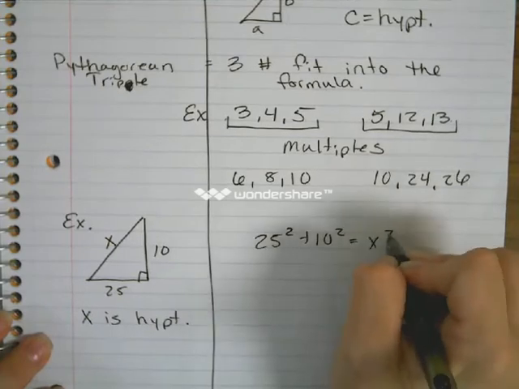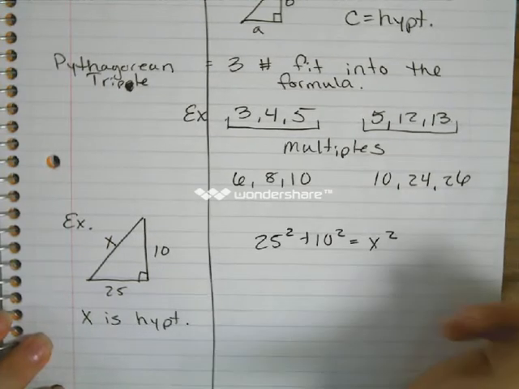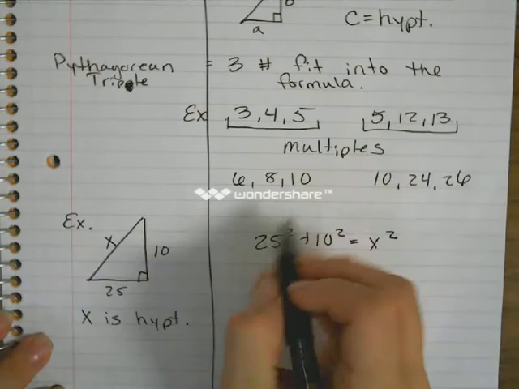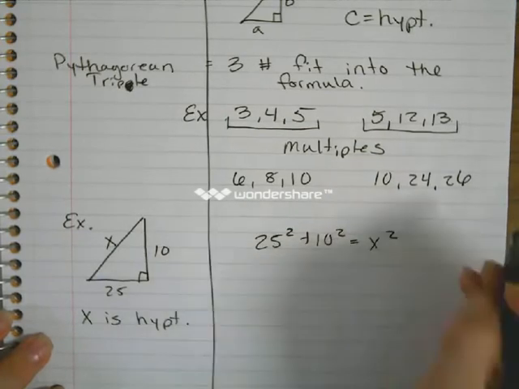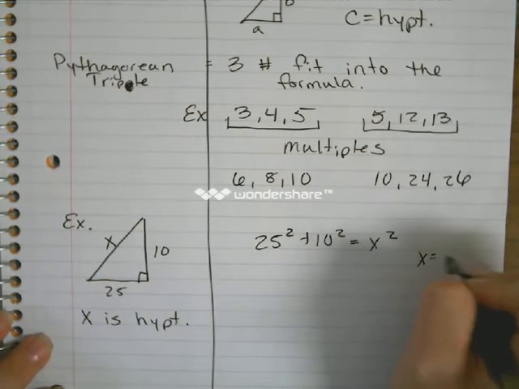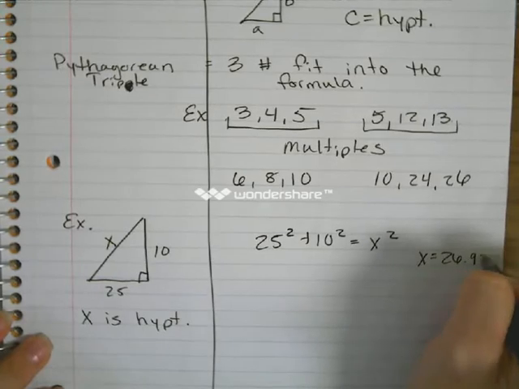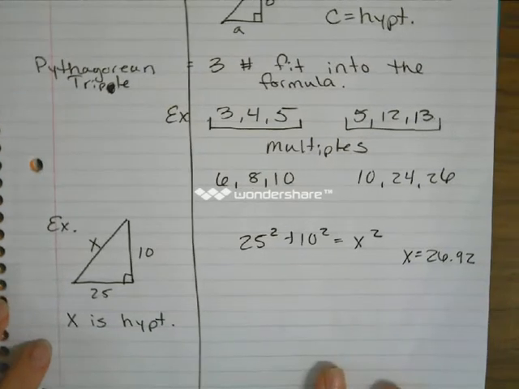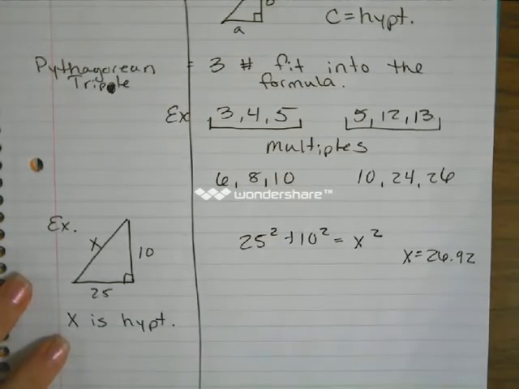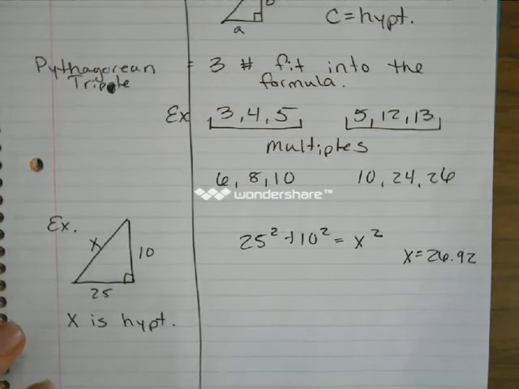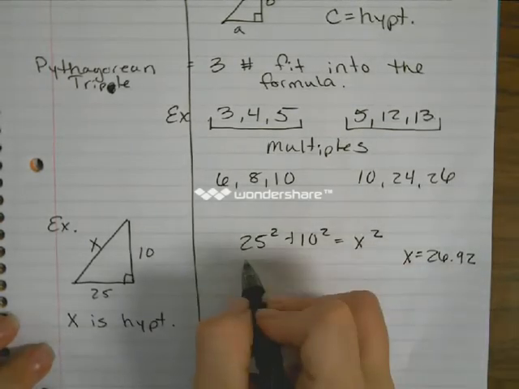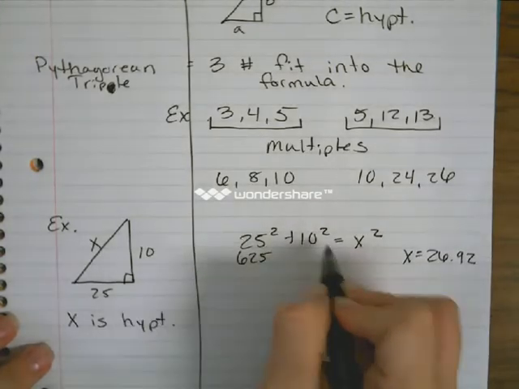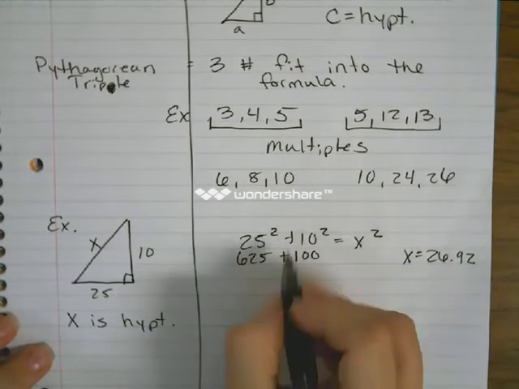Okay. Now, my regular ed students could just type this in the calculator and get that x is equal to 26.92. But my pre-AP kids, I'm going to want to teach you something here. This will become extremely important later on when you're doing calculus. Those of you that go on to pre-calculus, this will be very helpful. 25 squared is 625. 10 squared is 100. Add those together, you get 725.